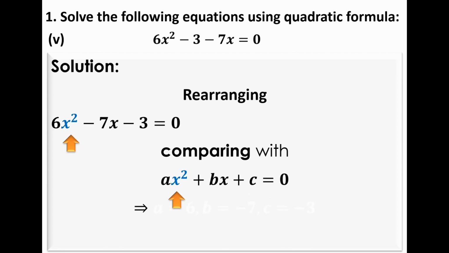The value with x squared is 6. This is our a. So, a is equal to 6. The value with x is minus 7. This is our b. So, b is equal to minus 7. The value without x is minus 3. This is our c. So, c is equal to minus 3. This last value will be taken to next page.